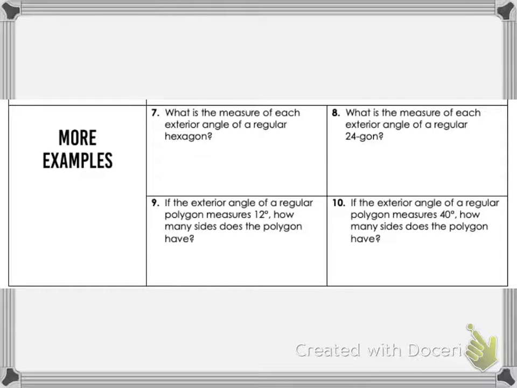Okay, so let's tackle some examples. What are we going to do with these two? Or actually, these examples have to do with exterior angles. So look in the problem and read it carefully. Okay, it says, what is the measure of each exterior angle of a regular hexagon?